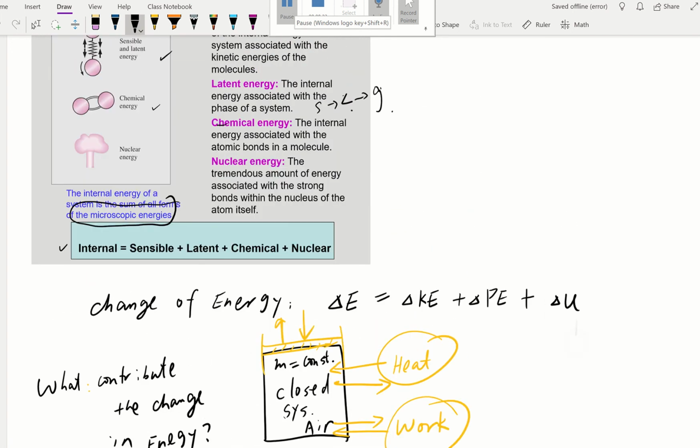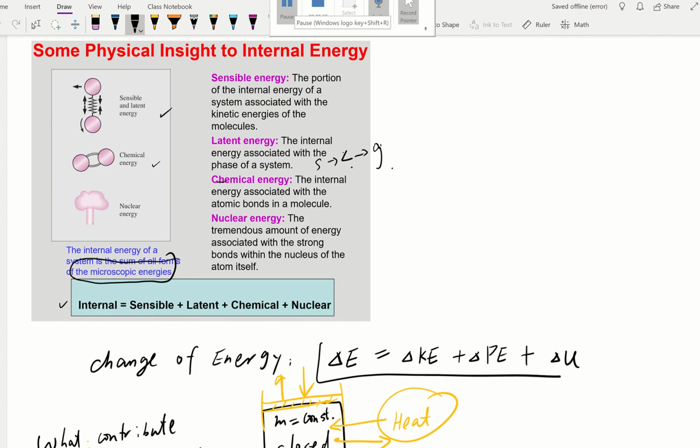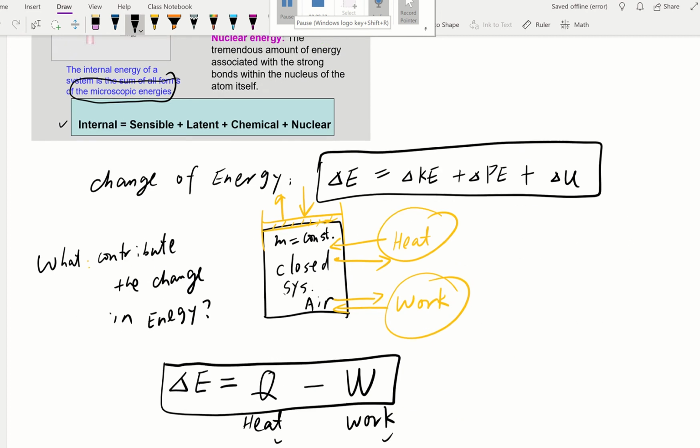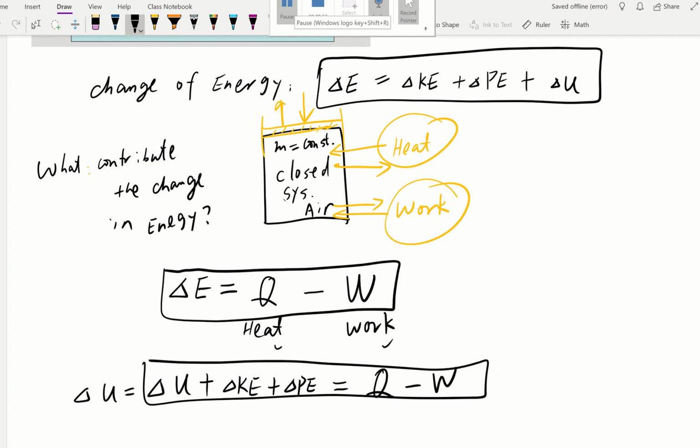Now we are going to combine this with the first equation we have over here. Delta E is made of three terms: kinetic, potential, and internal energy. So if we expand that, we'll have delta U plus delta KE plus delta PE. That's equal to Q minus W, contributed by heat and work transfer. So we have this equation as well.